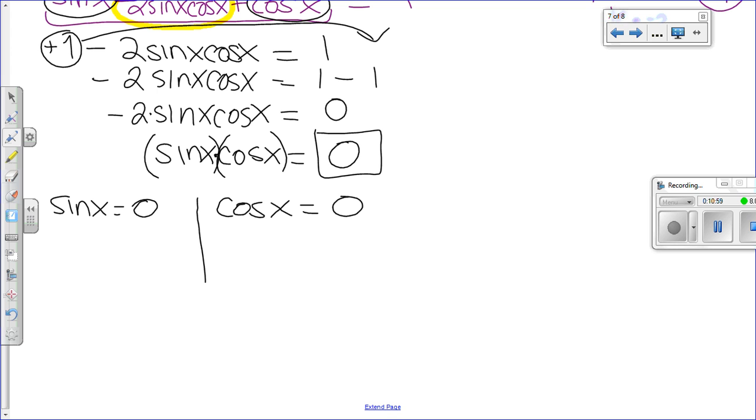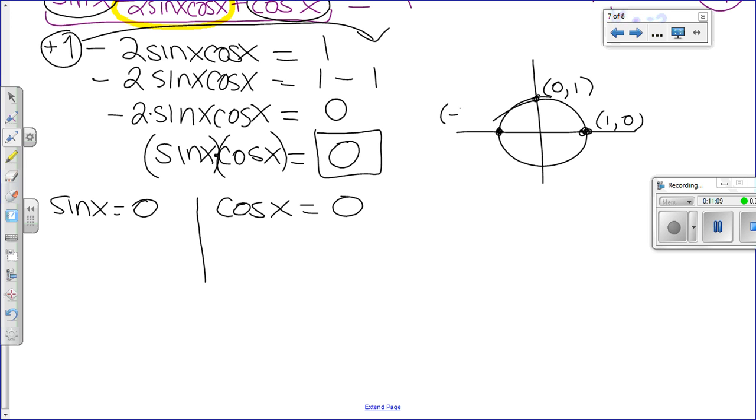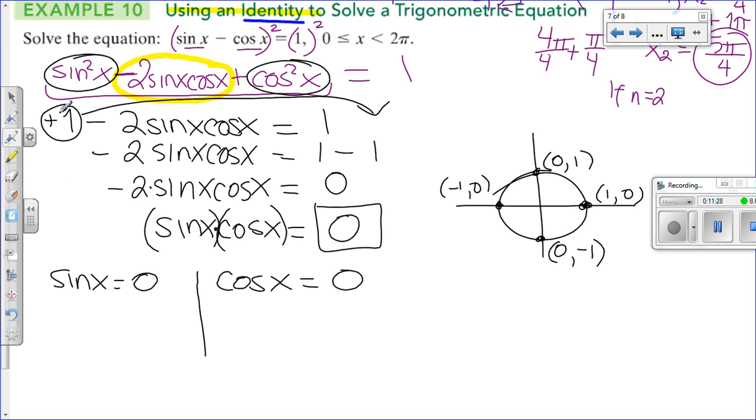Now from here, let's think about that unit circle. So we have 1, 0, 0, 1, -1, 0, 0, -1. So let's think about sine. Where's the sine equal to 0? Well, sine is the y coordinate. Then at 0 degrees. Okay, so x will be the sine inverse of 0. So that will be 0.